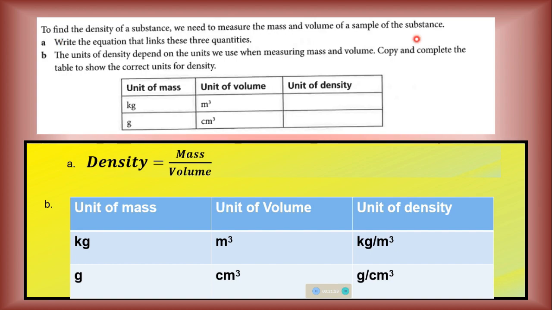To find the density of a substance, we need to measure the mass and volume of a sample of the substance. Write the equation that links these three quantities. So density is equal to mass divided by volume. This is the equation which links density, mass and volume. The unit of density depends on the units we use when measuring mass and volume. So here you have to give the unit of density. In this case it will be kilogram per meter cube, or gram per centimeter cube.